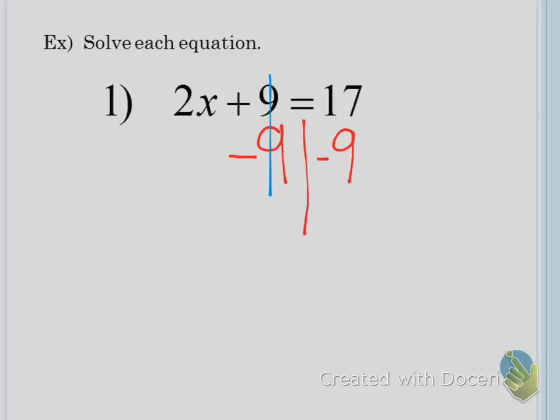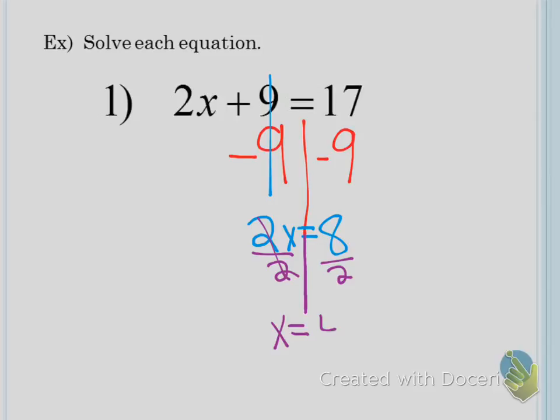Alright, the 9's go away. We have 2x equals, what's 17 minus 9? 8. Very good. Well, is x by itself? No, so we're not done. How are we going to finish this? Divide by 2. Very good. Now the x is by itself. You're not done till you have x equals some number. What is 8 divided by 4? I did it. What is 8 divided by 2? It's 4. Sorry, I get ahead of myself.